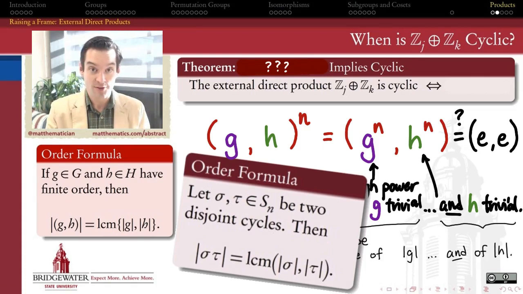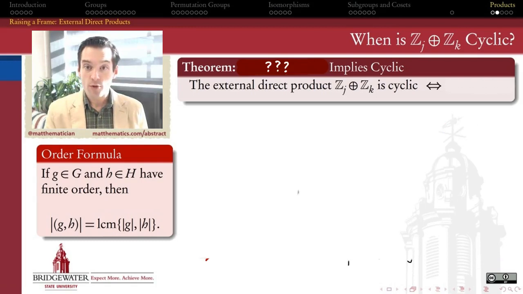So their orders are the least common multiples for the same reason as the orders of disjoint cycles when we were talking about permutations. So what does this order formula tell us about when a direct product of two cyclic groups is a cyclic group?